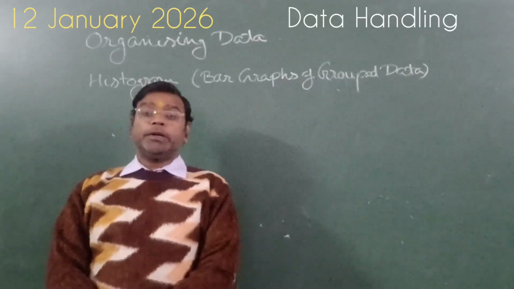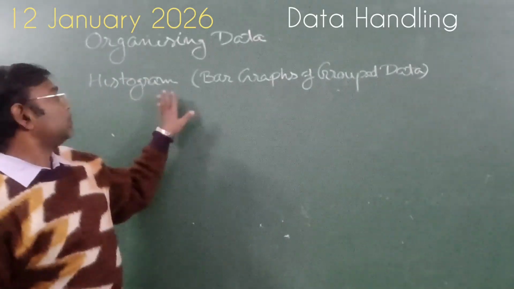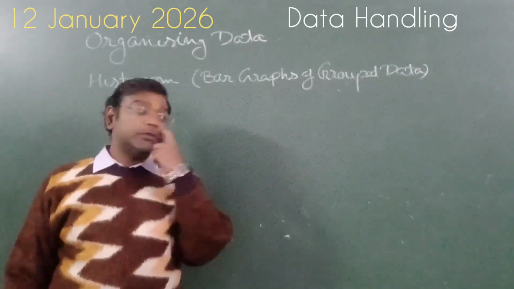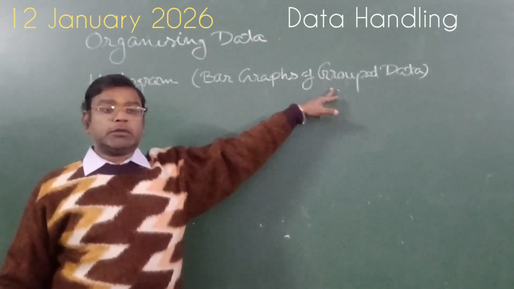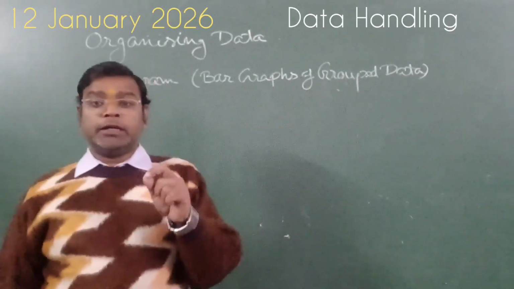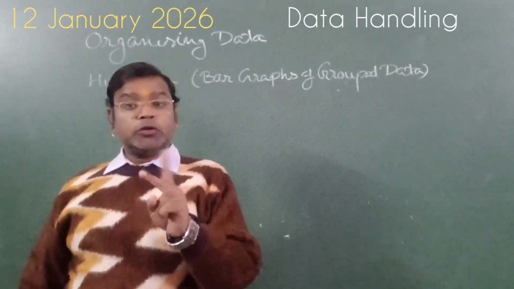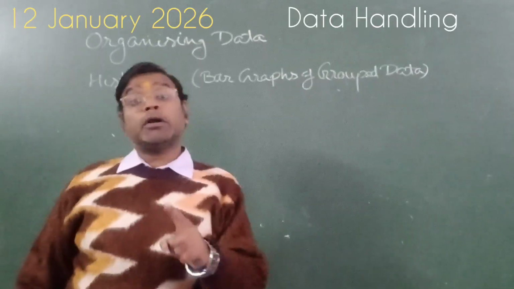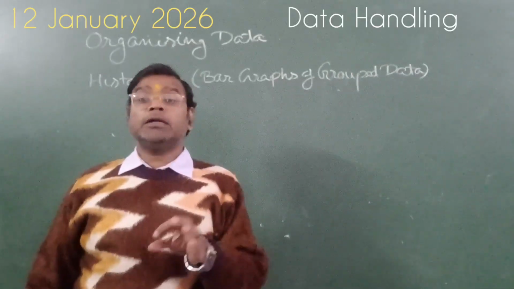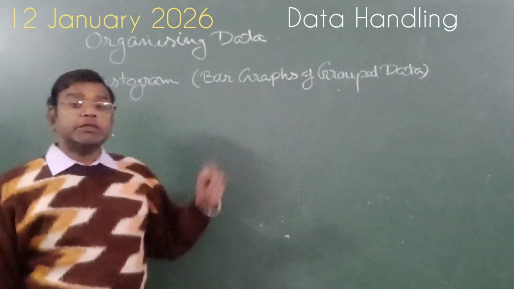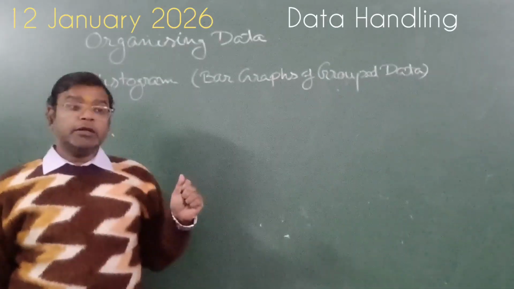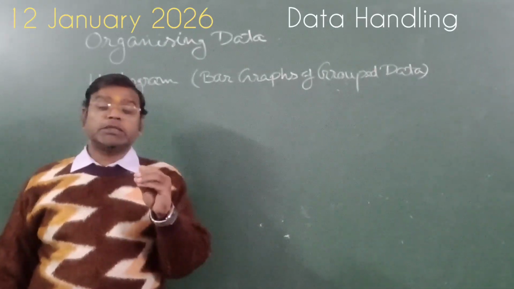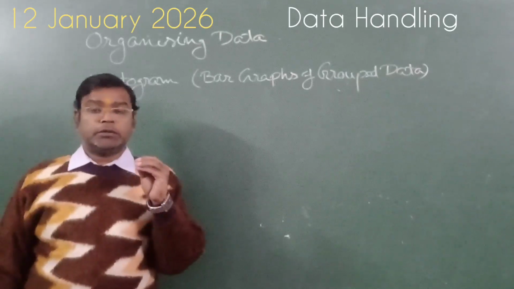Now our new topic is the histogram. What is a histogram? It is nothing but the pictorial representation of grouped data. Always remember that in the case of bar graphs, I discussed two types: the single bar graph and the double bar graph, for ungrouped data or an ungrouped frequency table. But here I am going to discuss the pictorial representation for grouped data.